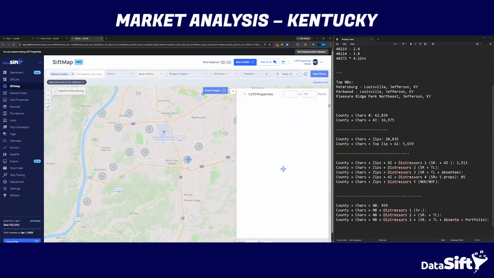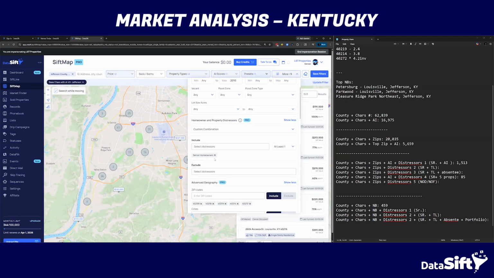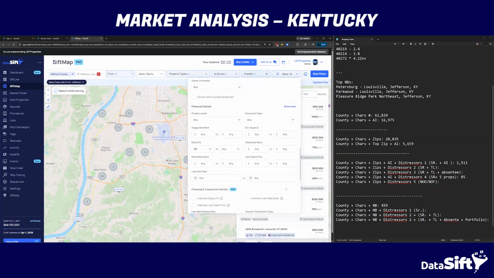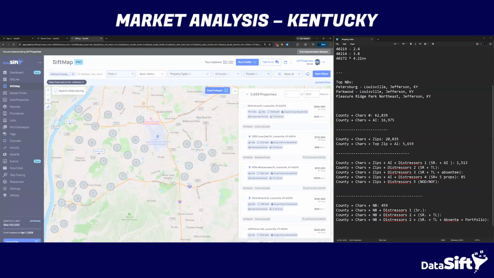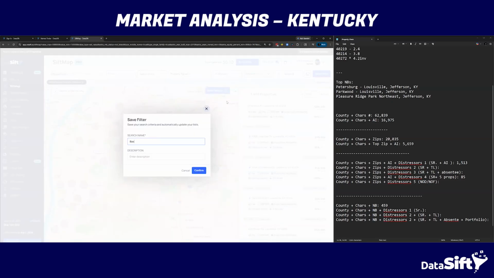And then I'm just going to, I didn't remove the senior owners. Why? All right, I'm going to save this filter and I'm going to call it base chars plus AI plus top zip codes.